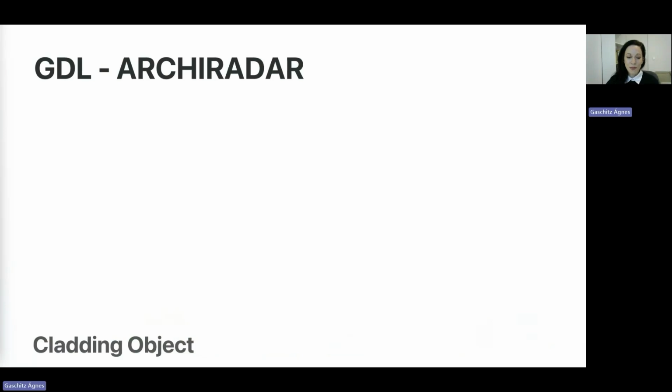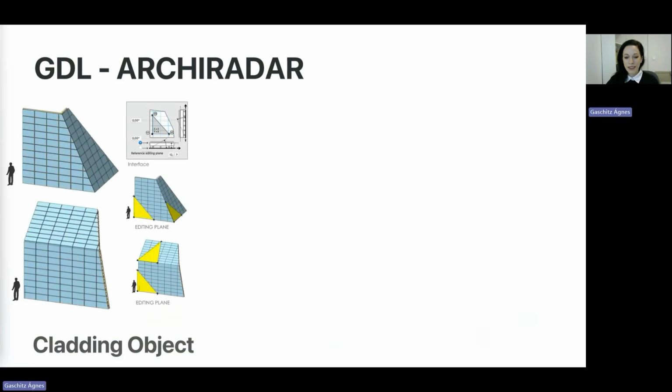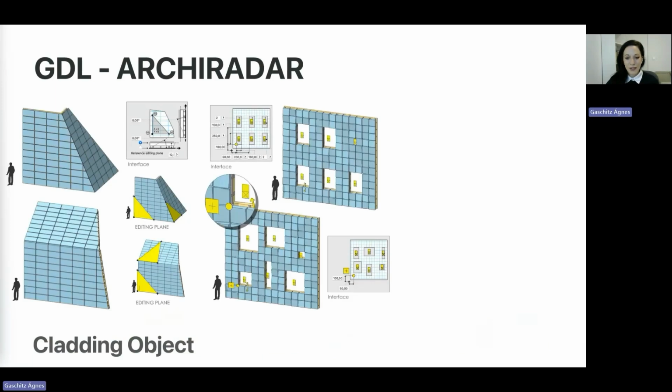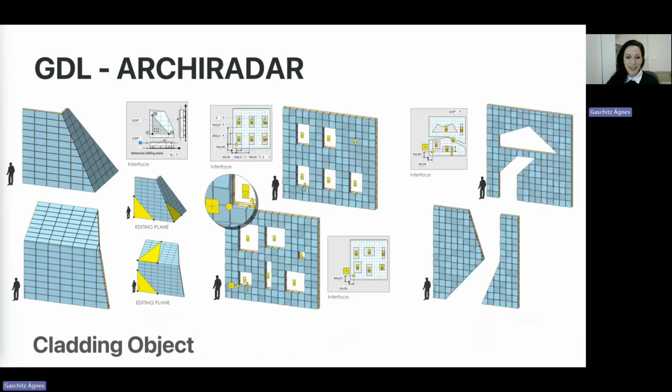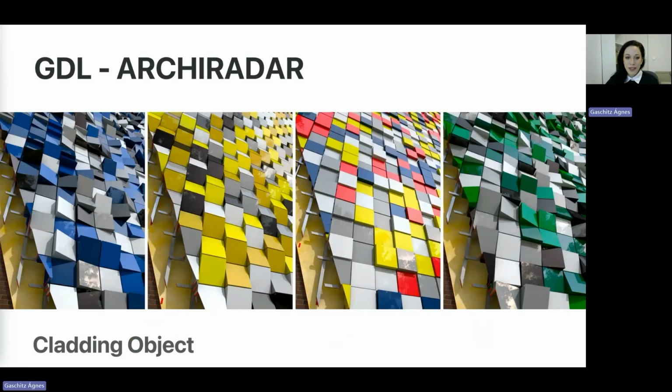One of my favorites is the beam cladding object for Archicad with customizable details, textures, panels, and everything. This is a pretty complex tool, and you can create many, many different shapes and forms using only one object. It looks pretty awesome.